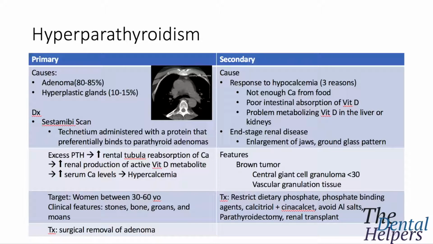So let's first look at hyperparathyroidism. There are two types. There's primary and secondary. Sorry, this slide is really busy. I try to make everything into a table that's easy to understand.